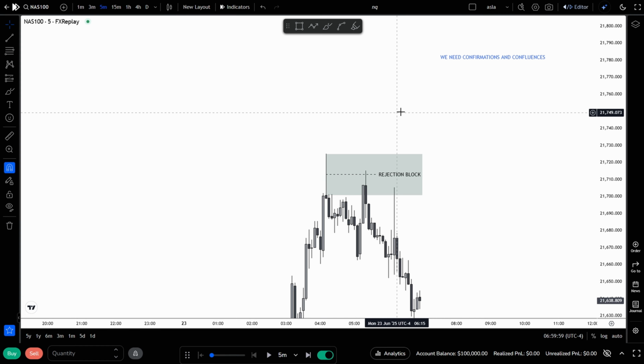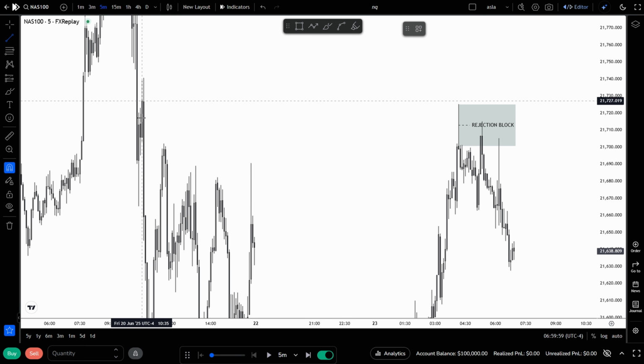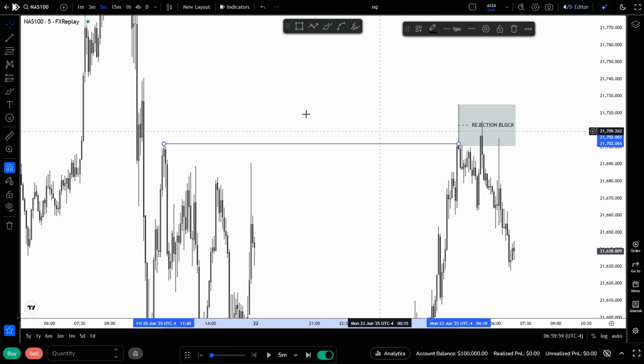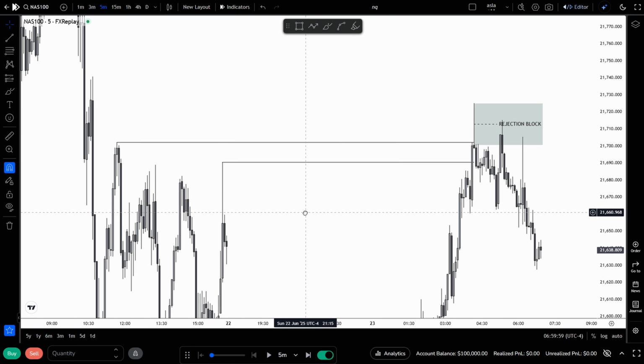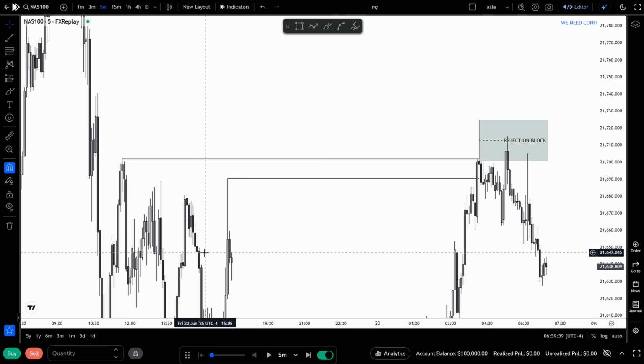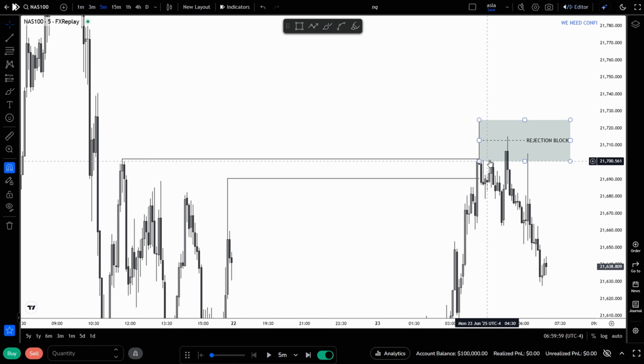If we look over to the left side of the chart, we can see that there is a cluster of resting liquidity. I'm not going to go too deep into liquidity in this specific video because I will make a separate video explaining exactly how I use liquidity in my trading. But to keep things simple, these highs represent liquidity that is resting in the market, usually where retail traders have placed stop losses or breakout orders. In this case, what we see happening is that price sweeps that liquidity.